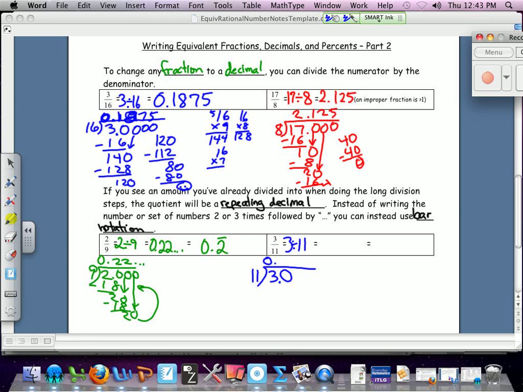So how many times does 11 go into 30? 2 times, because 2 times 11 is what? 22. Because then we're going to do subtraction, 30 minus 22. What is 30 minus 22?